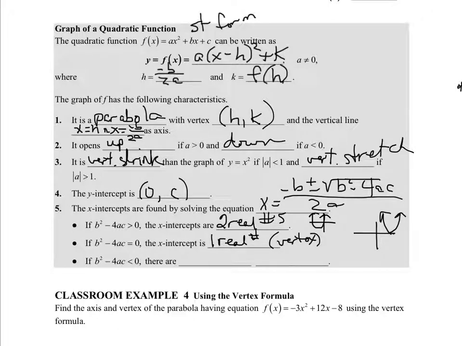Now, if the b squared minus 4ac is less than 0, remember back in Chapter 1, we found there were complex solutions, but there are no real solutions or no x-intercepts. In other words, it would either have to be a parabola that opens up, but the vertex is already above the x-axis, or we have a parabola that opens down and the vertex is already below the x-axis.